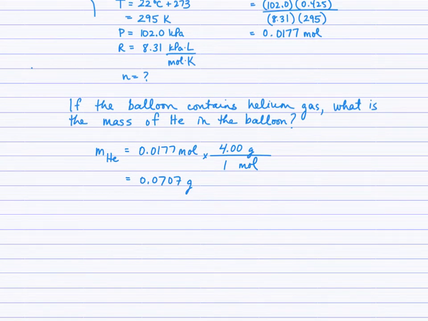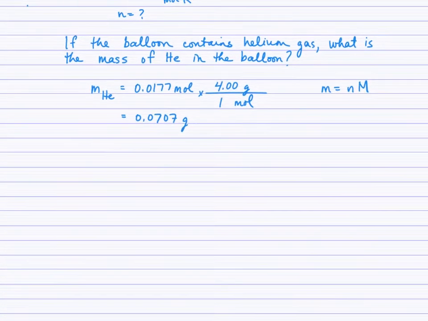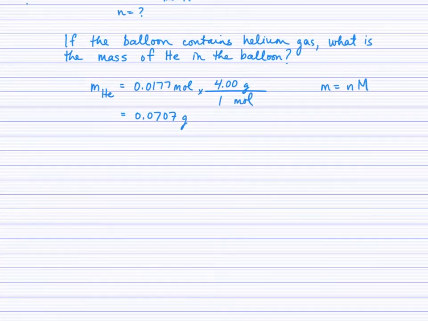Okay, so using factor label and molar mass, I'm able to convert moles of helium to grams of helium and come up with 0.0707 grams. Of course, if you wanted to use a formula, n times capital M, amount times molar mass, that would be fine too. So just to refresh, I solved this problem by first finding the moles, and then I found mass.